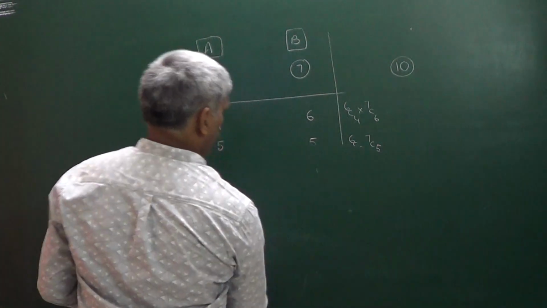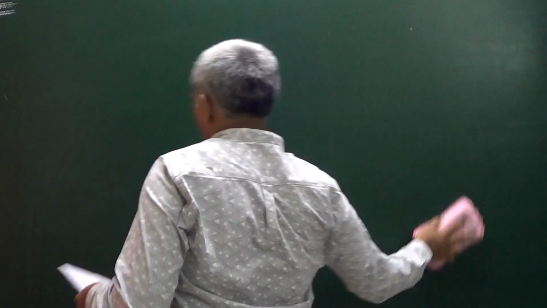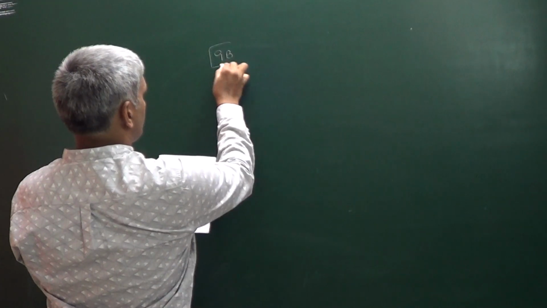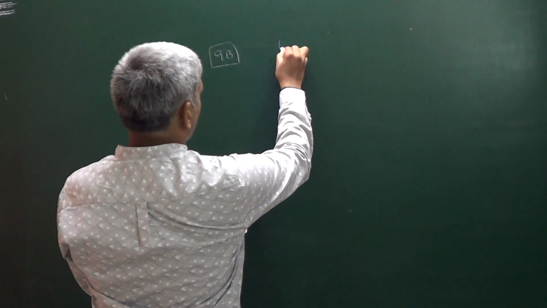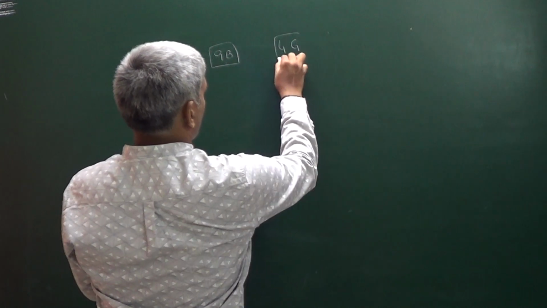So this is another question. The question is given in this way. Total there are 7 persons. We have to make a committee, but we have 9 boys and 4 girls.